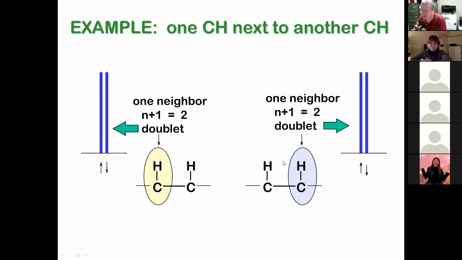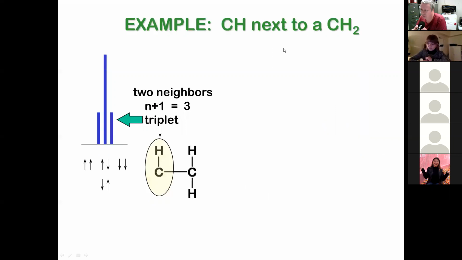The other CH looks back, it's like, I see, I'm a doublet, you're a doublet, we're both doublets, right? The other CH looks back and it says, oh, aligned and disaligned. What's the net effect? A pair of doublets, right? That's not that crazy. It's going to be kind of fun when we get to the other ones, like triplets and quartets.